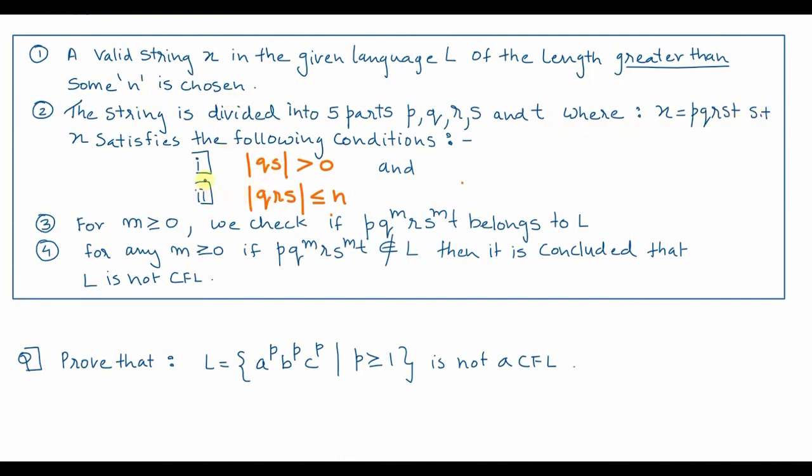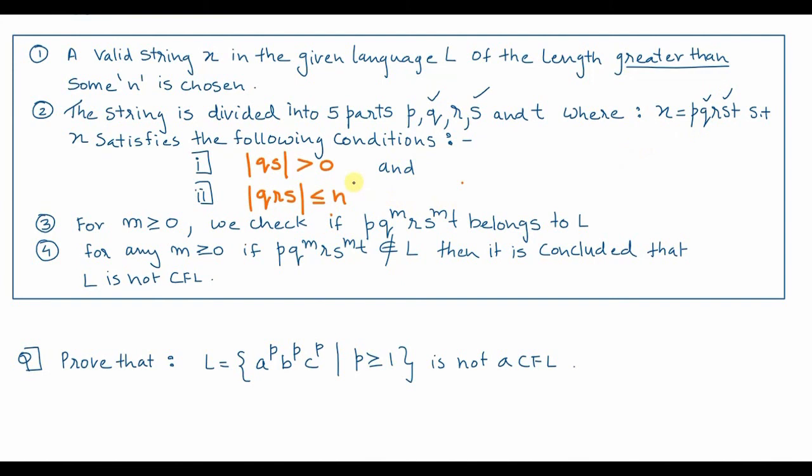The first condition is that the combined length of q and s should be greater than 0. That means it should not be null. The combined length of q and s should not be null. It should be greater than 0. It cannot be 0.